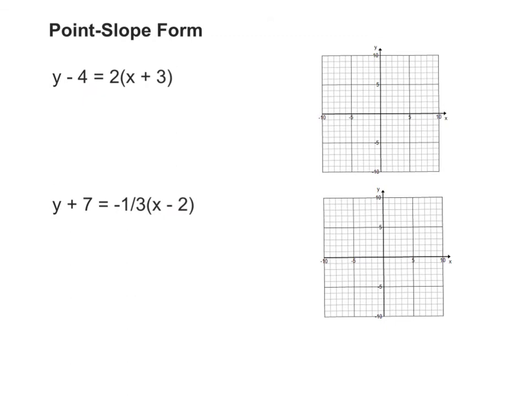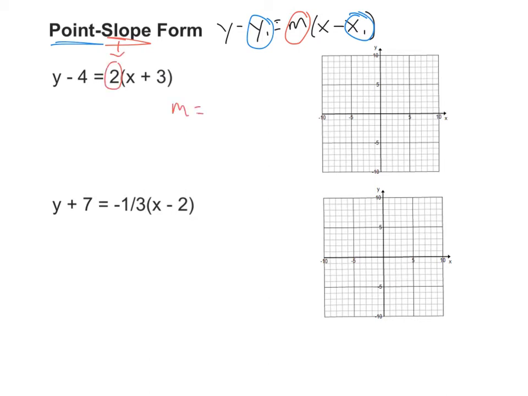Okay, so now the second form, point-slope form. Point-slope form is y minus y1 equals m times x minus x1. This form is really handy because you can tell what the slope is right away, and what the point is right away, because we're going to use our x1 and our y1 to find our point. So we right away notice our slope here is 2 because it's the number in front of the parentheses, so m equals 2, and just like the last form, we can put that over 1.